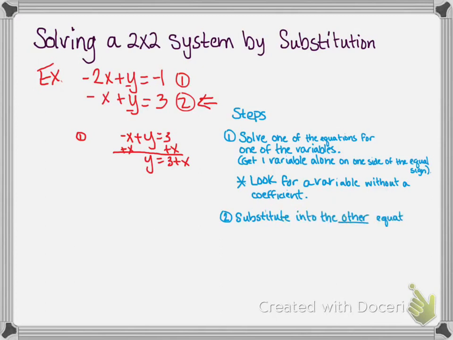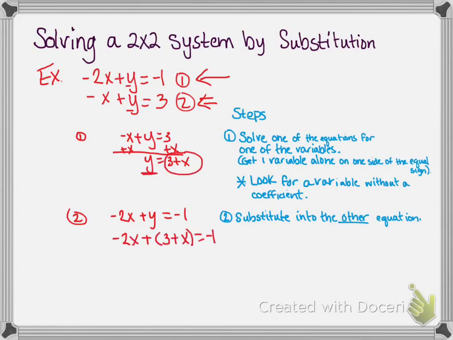Next, substitute what we just found into the other equation. So I'm taking my negative 2x plus y equals negative 1, and I'm replacing the y with 3 plus x. So I now have negative 2x plus 3 plus x equals negative 1.